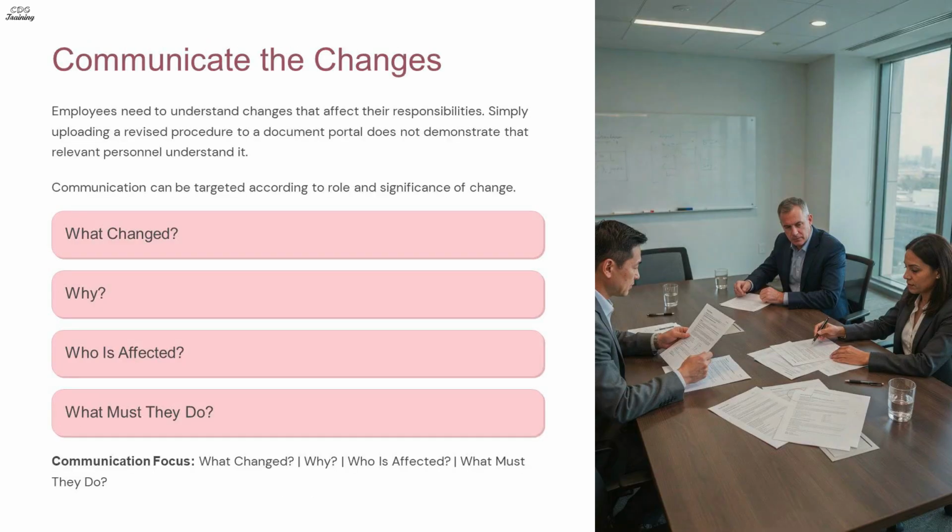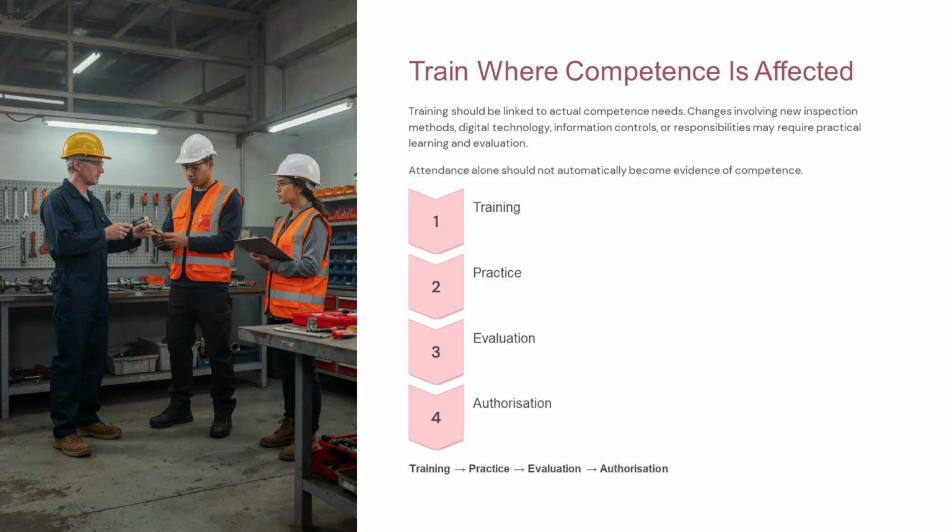Employees need to understand changes that affect their responsibilities. Simply uploading a revised procedure to a document portal does not demonstrate that relevant personnel understand it. Communication can be targeted according to role and significance of change. Training should be linked to actual competence needs. Changes involving new inspection methods, digital technology, information controls, or responsibilities may require practical learning and evaluation. Attendance alone should not automatically become evidence of competence.